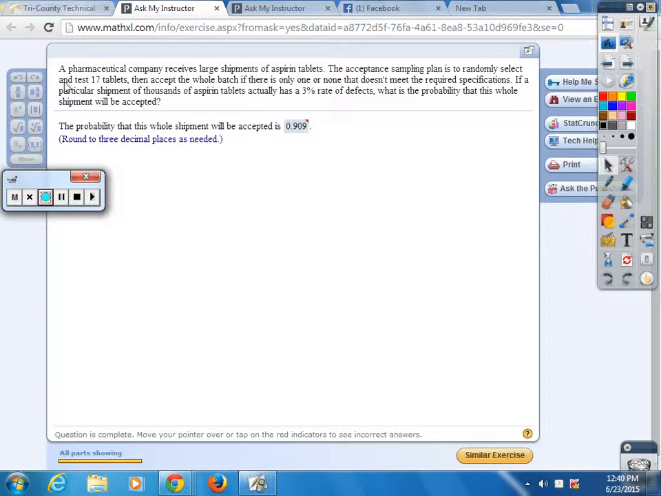All right, so a pharmaceutical company, large shipment of aspirin tablets, is accepted if we select and test 17 tablets. So take a second and write that down. Which number is it?